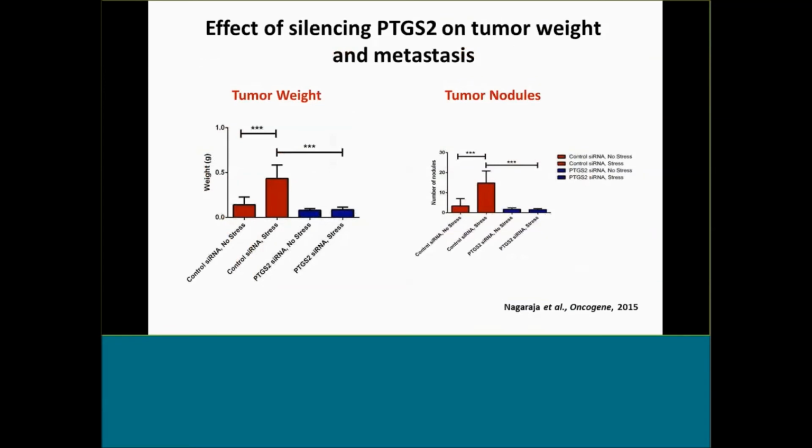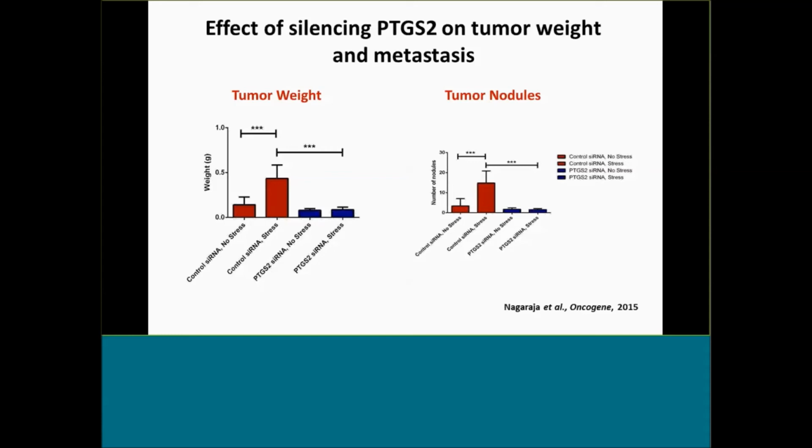Using this kind of an approach, we can systemically target a given pathway of interest. And in this setting, if you look at these orthotopic mouse models of ovarian cancer, with systemic delivery of control siRNA, you see significant increase in tumor growth as well as the number of metastatic sites.